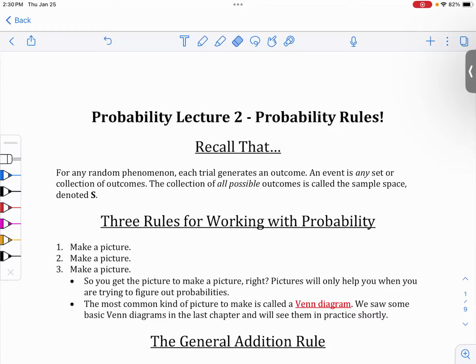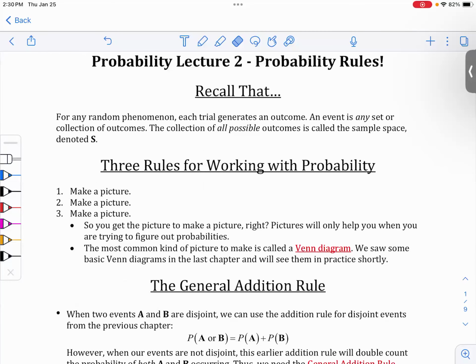As for today, we're going to look at probability lecture 2 and the probability rules that are involved. Everything comes down to make a picture, make a picture, make a picture. These are the 3 rules of statistics every time. And we're going to see lots of different pictures, but for probability, there are 3: Venn diagram, tree diagram, and then a table, a "picture," because a table is just abbreviated information.